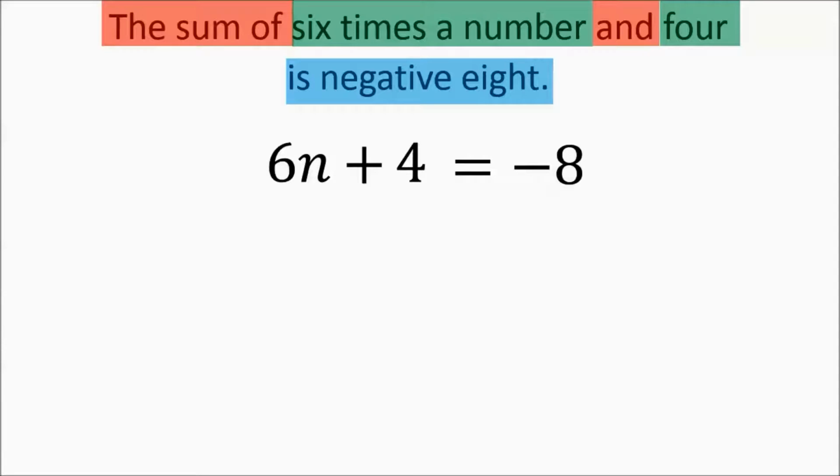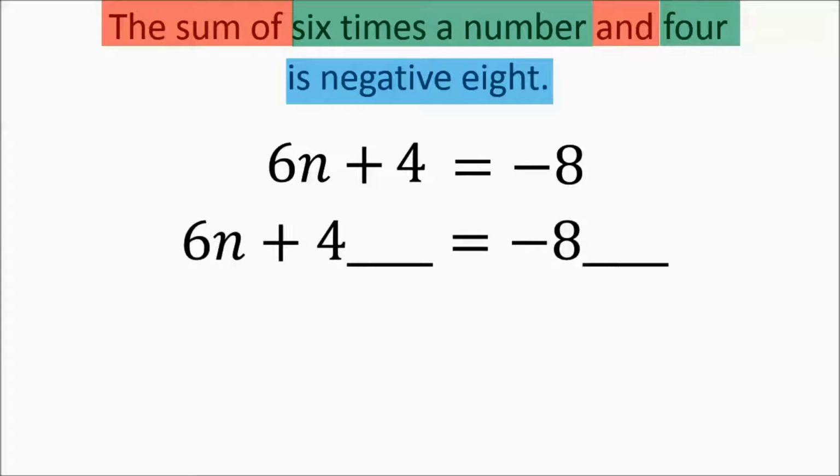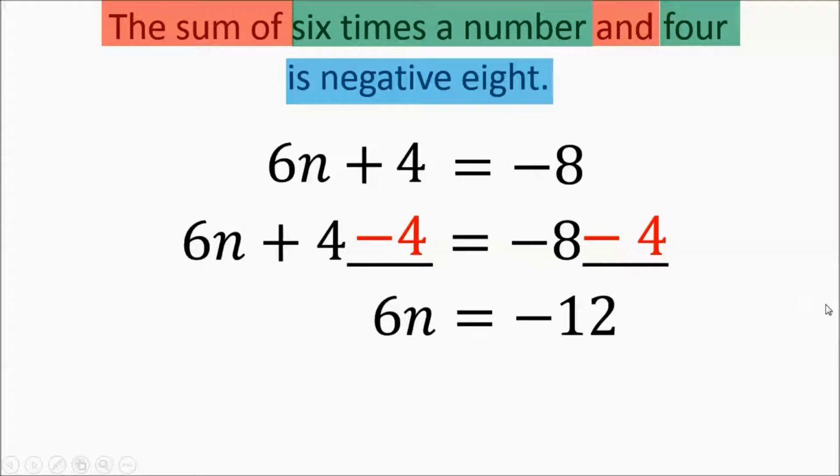So now we're going to solve for n. We're going to subtract 4, then divide by 6. We're going to subtract 4. These 4's cancel. And then we're going to divide by 6. And we get the negative 2.